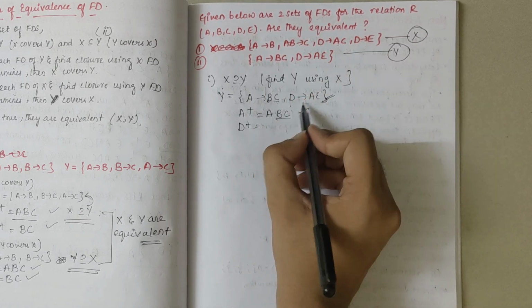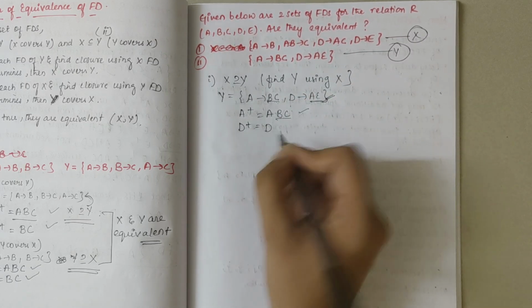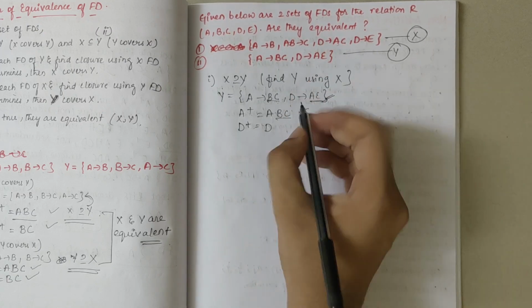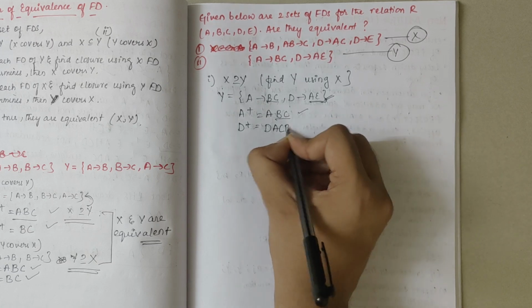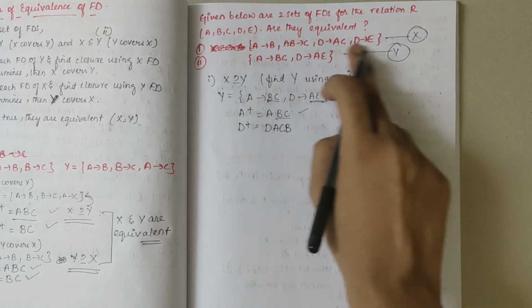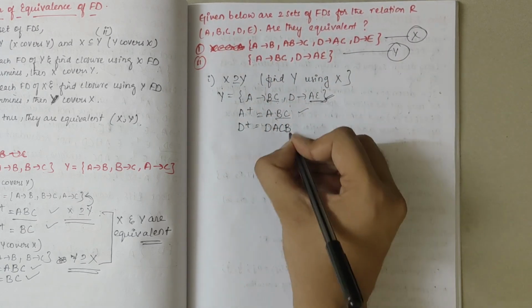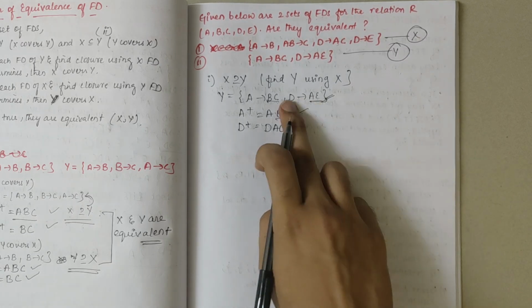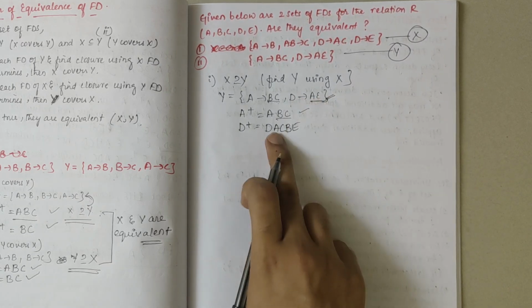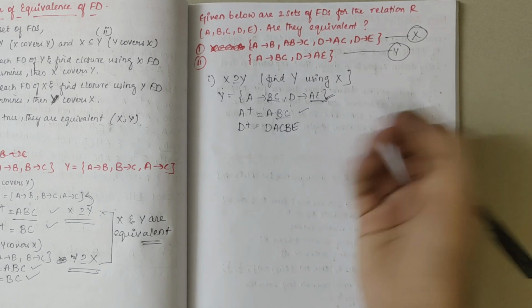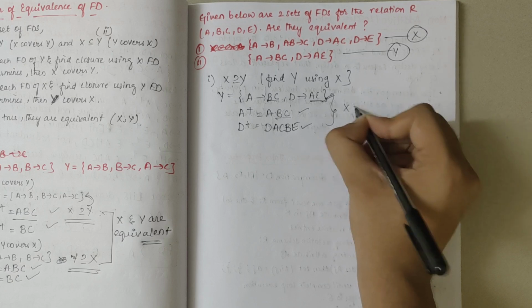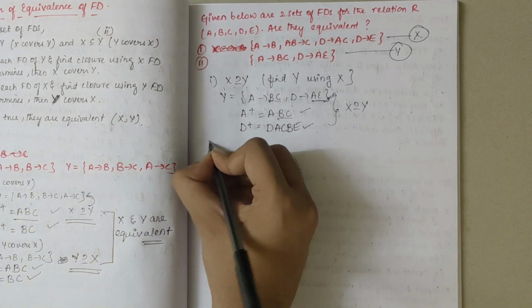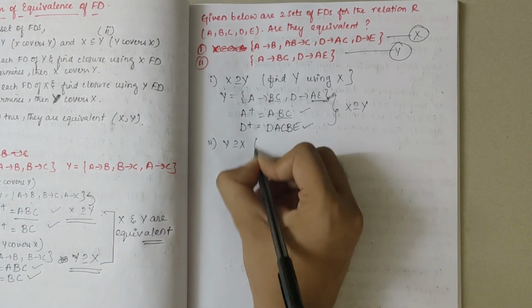Next D closure. I should get AE. So I'll write D closure is D first and D determines AC and A determines B and D determines C. Here I have D, right? So D determines E. So here I wanted AE and here I have obtained A and E along with other attributes. So fine, this is also true. So I can say X covers Y.